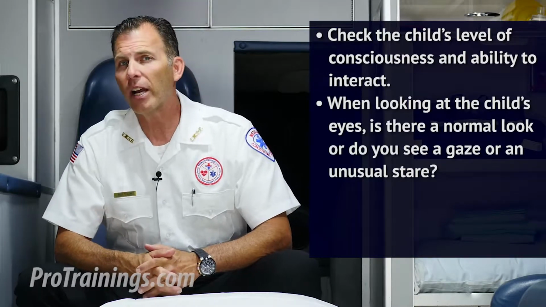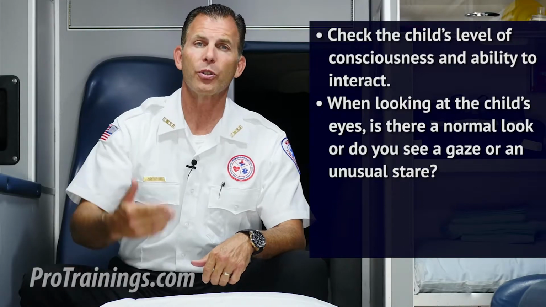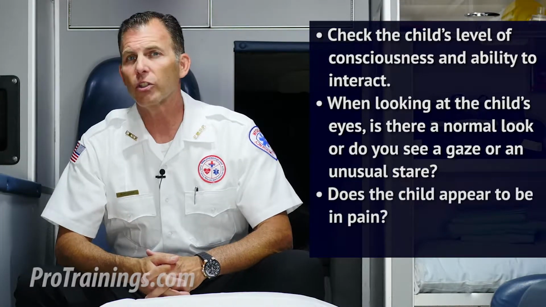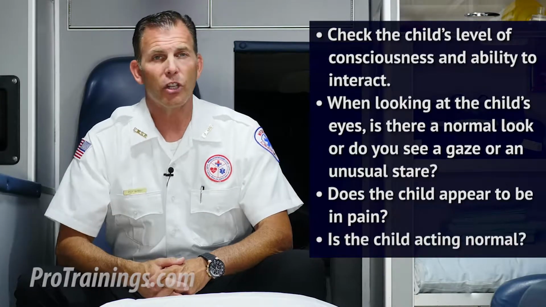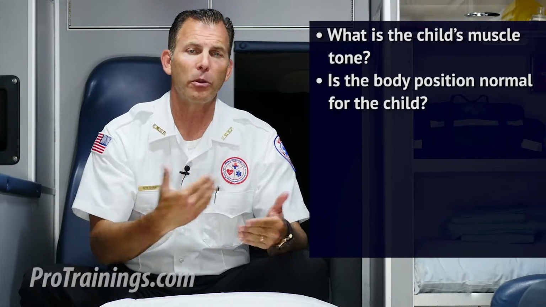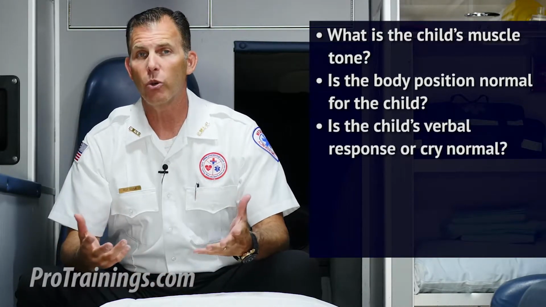When looking at the child's eyes, is there a normal look, or do you see a gaze or an unusual stare, almost like they're looking through you, or they're not really with it? Does the child appear to be in pain? Is the child acting normal? What is the child's muscle tone? Is the body position normal for this child? Is the child's verbal response or cry normal?